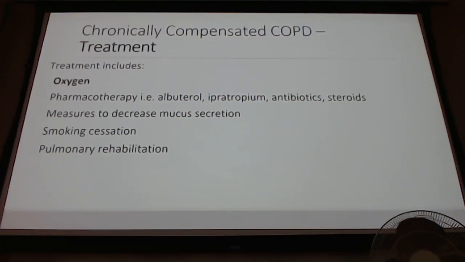And then our treatment. So like we talked about at the beginning, oxygen. We want to give some sort of albuterol, ipratropium, DuoNeb combination for these patients. And then we do the steroids.